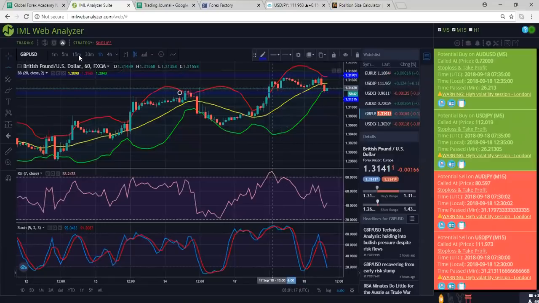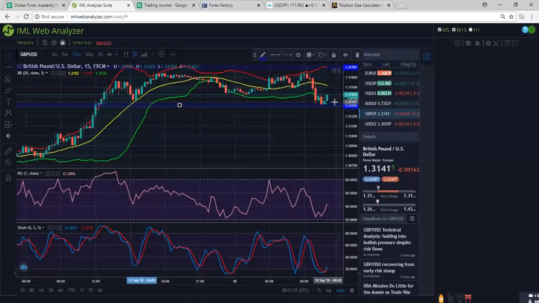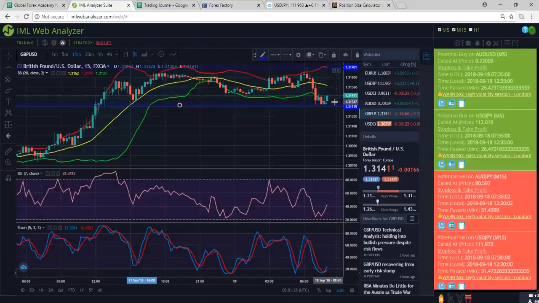Okay. And now I say, great. Now I work my way down to the 15-minute time frame, and look at that. Look how beautiful that is. This is exactly what you want. So go ahead and grab your MetaTrader 4, and we're going to wait for a pullback, and we'll enter on GBP USD.